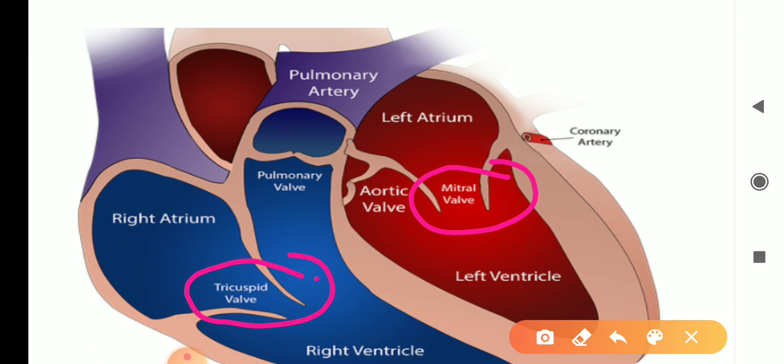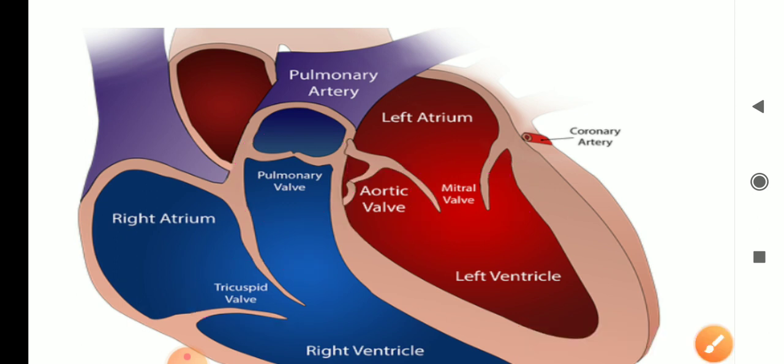Is it okay? Now you can see in this diagram also, this is the pulmonary valve where the pulmonary artery leaves. Then the second valve is called the aortic valve. It is where the aorta leaves the heart. These are the main types of valves. Is it okay?